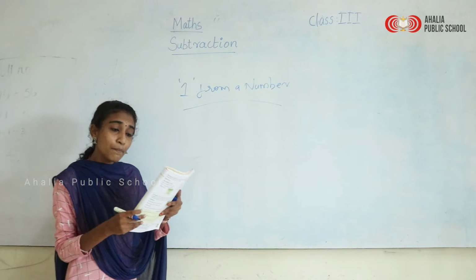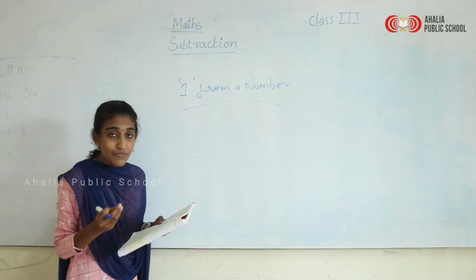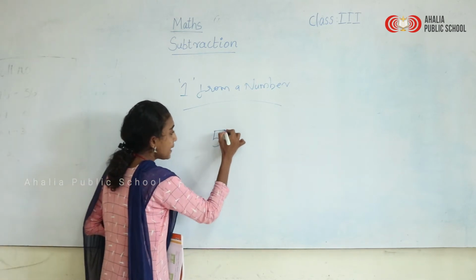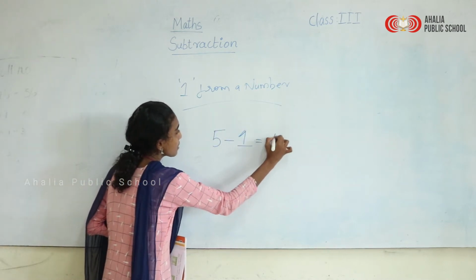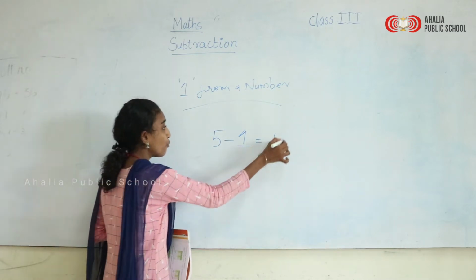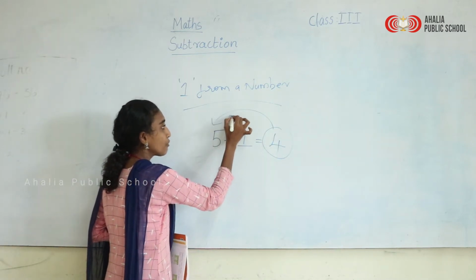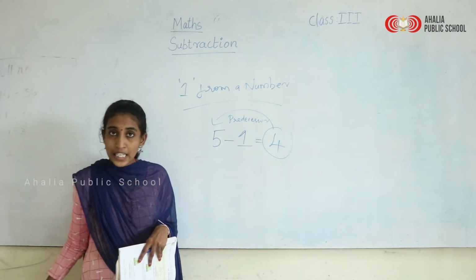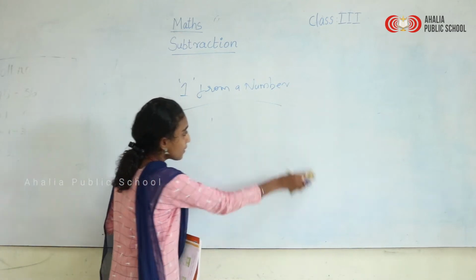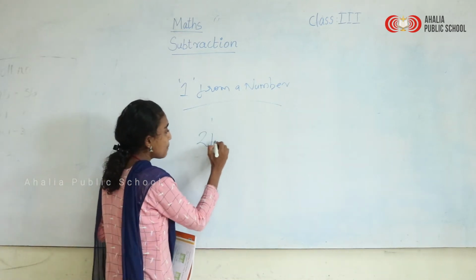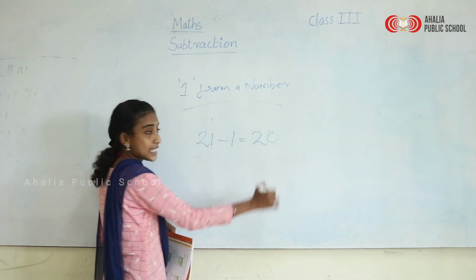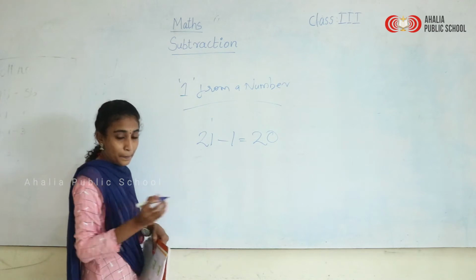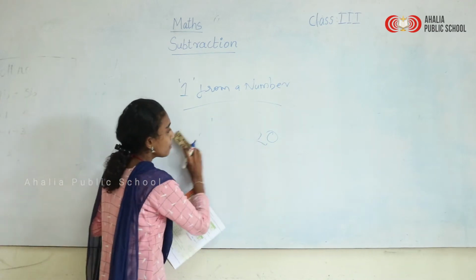Okay. Now, what about subtracting 1 from a number? Yes, we will get the predecessor of the given number. For example, 5 minus 1 gives 4. Right? Here 4 is the predecessor of 5. In a similar way, 21 minus 1 gives 20. Right? So 20 is the predecessor of 21. Am I right?